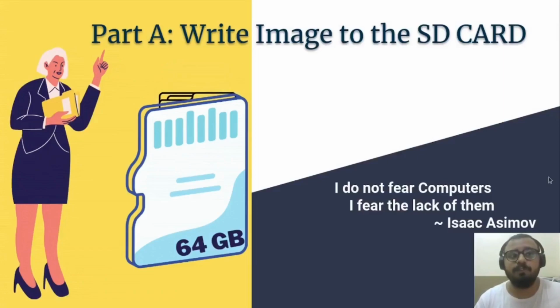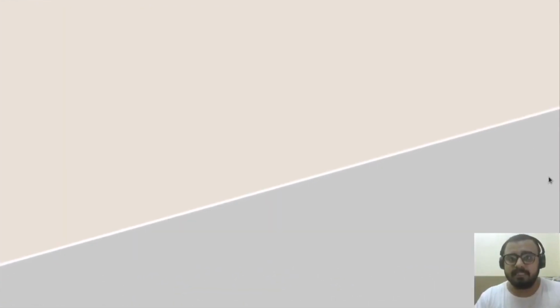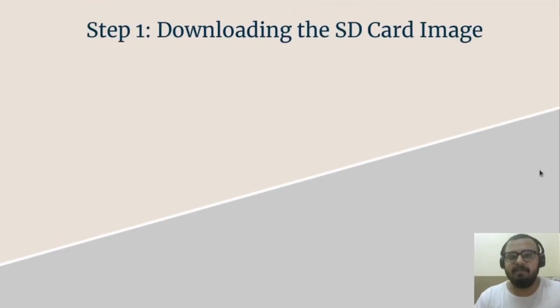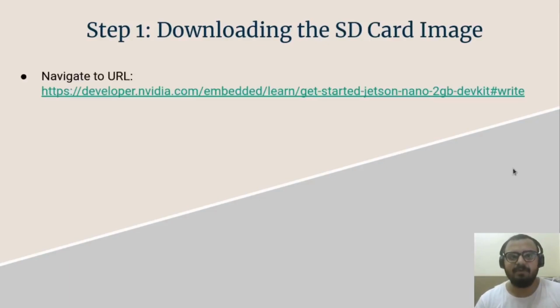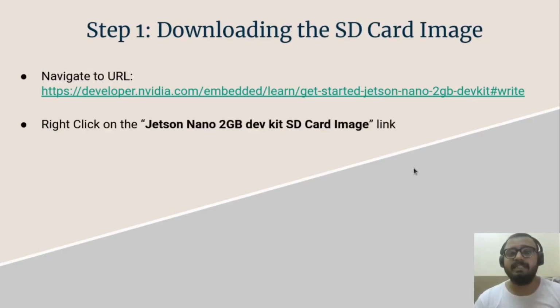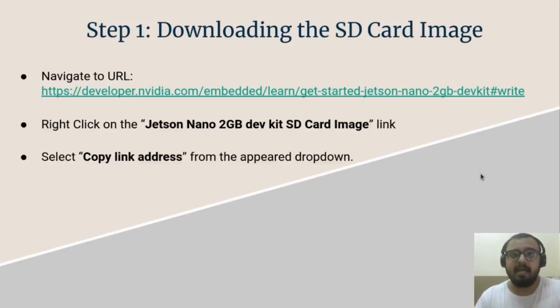Now let's move to step 1 of part A, which is downloading the SD card image. And step 1 is navigating to the URL, which is https://developer.nvidia.com/embedded/learn/get-started-jetson-nano-2gb-devkit#right. Then after navigating to this URL, you have to right click on the Jetson Nano 2GB devkit SD card image link. Then after right clicking, a drop down will appear. Then from that drop down you have to select the copy link address option.